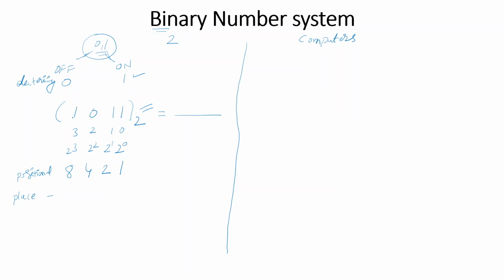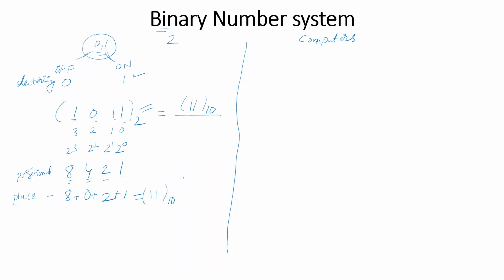Now what is the place value? Simply face value times positional value. What is the face value? Here the face value is either 1 or 0. If it is 0, the place value is 0, because it is nil. So 8 times 1 is 8, 4 times 0 is 0, 2 times 1 is 2, and 1 times 1 is 1. Now if we add all these, 8 plus 0 plus 2 plus 1, you will get 11. So the value of the binary number 1011 is equal to 11 in the usual number system, that is the decimal number system.